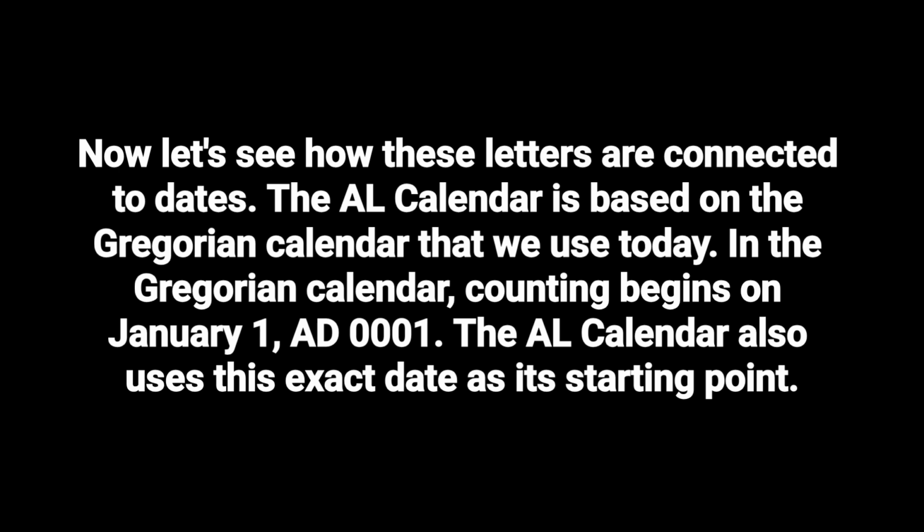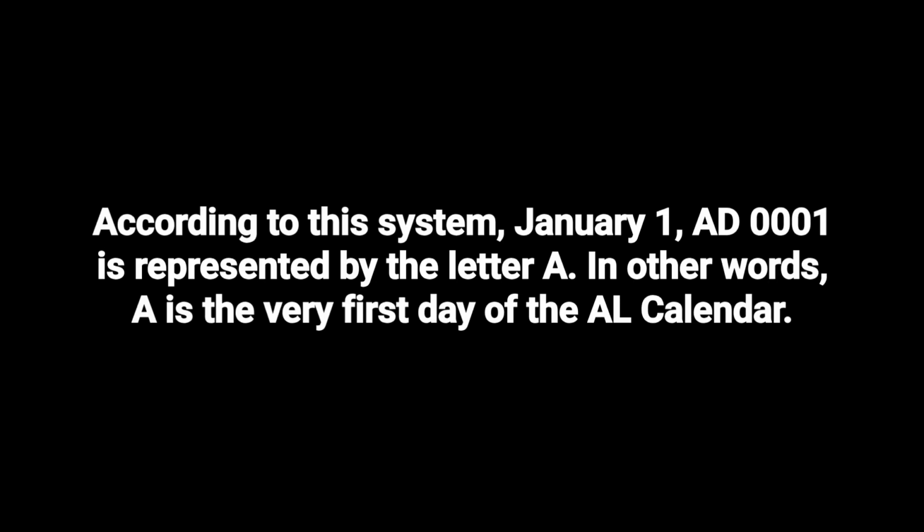Now let's see how these letters are connected to dates. The AL calendar is based on the Gregorian calendar that we use today. In the Gregorian calendar, counting begins on January 1st, AD 0001. The AL calendar also uses this exact date as its starting point. According to this system, January 1st, AD 0001 is represented by the letter A. In other words, A is the very first day of the AL calendar.